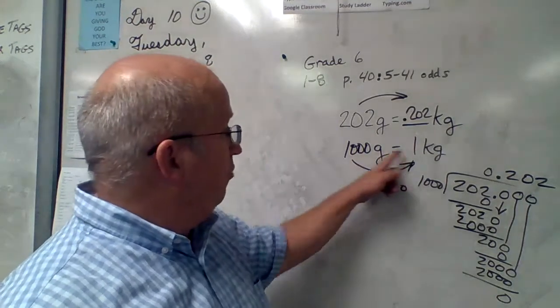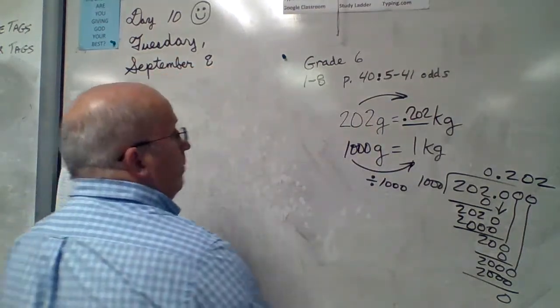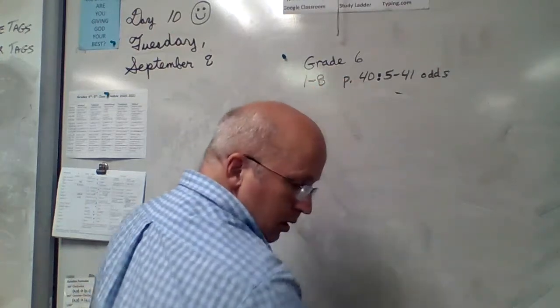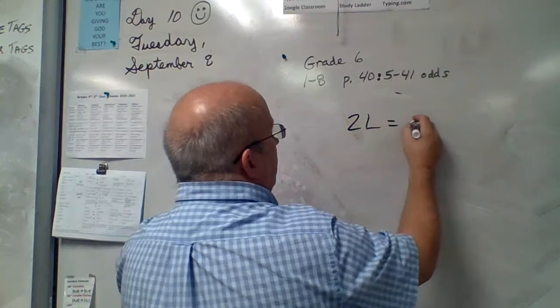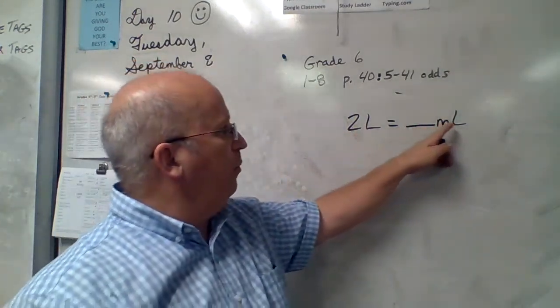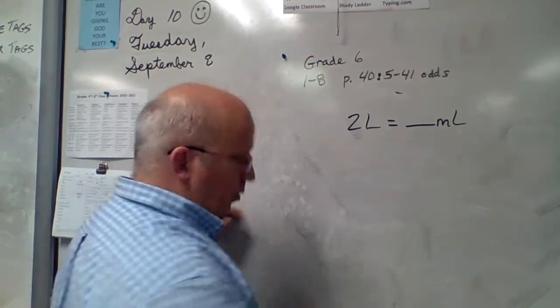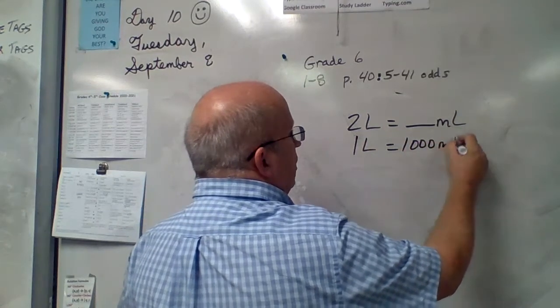We use the known relationship to solve for the unknown one. Okay, let's try another one. How about 2 liters equals how many milliliters? Look for the relationship. It tells us in the book that 1 liter equals 1,000 milliliters.